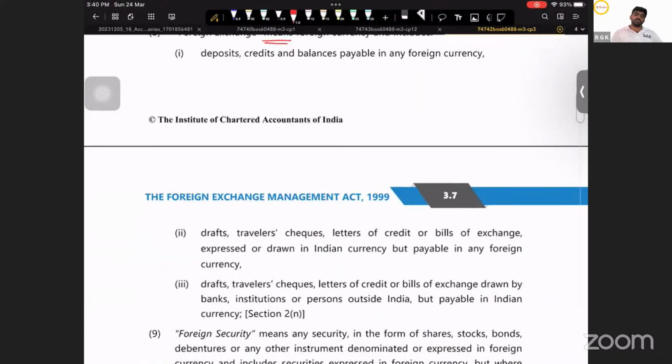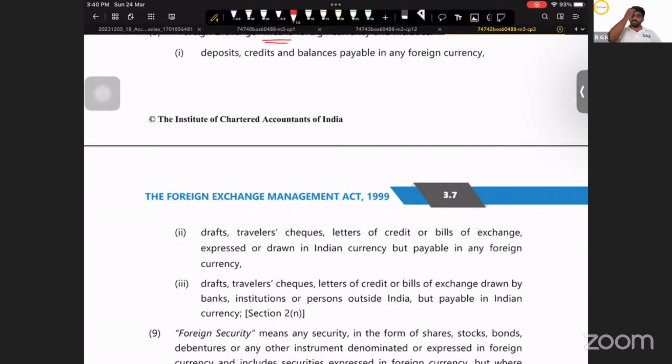Next, draft, traveler's check, letter of credit or bill of exchange, expressed or drawn in India but payable in foreign currency. Drawn in Indian currency, but you are going to pay in future in foreign currency. That is also to be considered as foreign exchange.